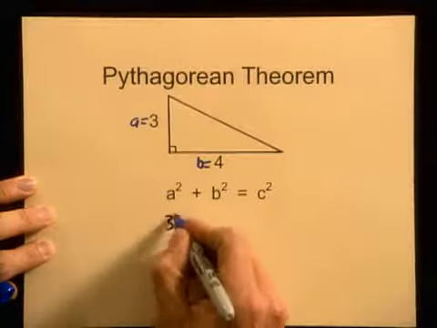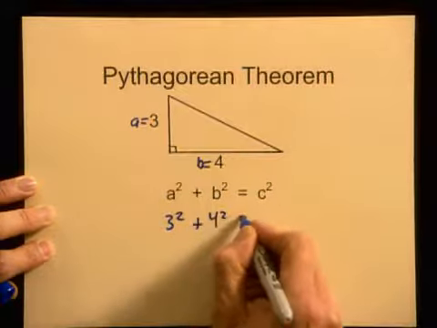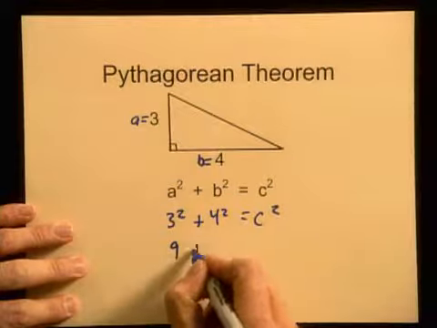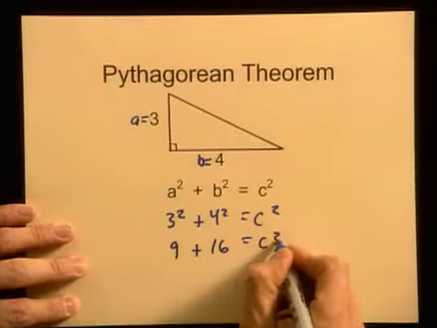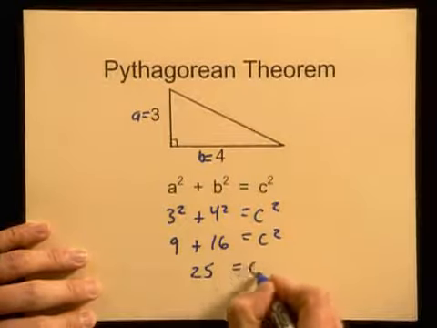So A squared is 3 squared, plus B squared is 4 squared, equals C squared. Dominique, what's 3 squared? 9. 9. Excellent. 9 plus 4 squared. What's 4 squared? 16. Excellent. Equals C squared. And 9 plus 16 would be how much, Dominique? 25. Way to go. 25 equals C squared.